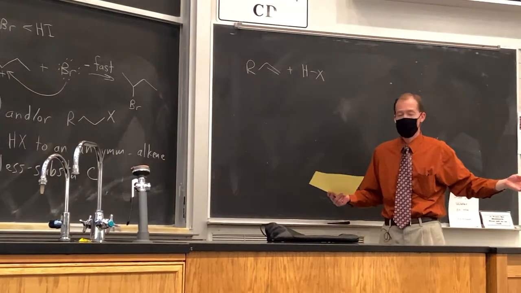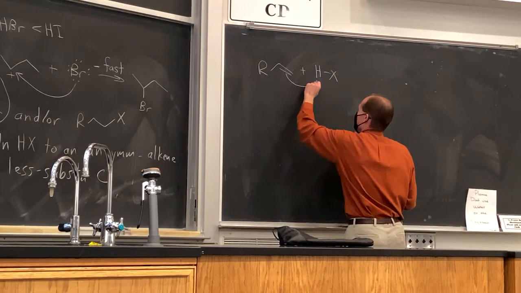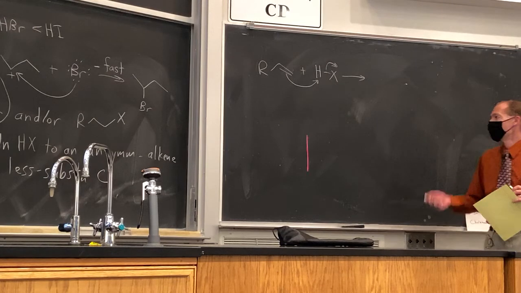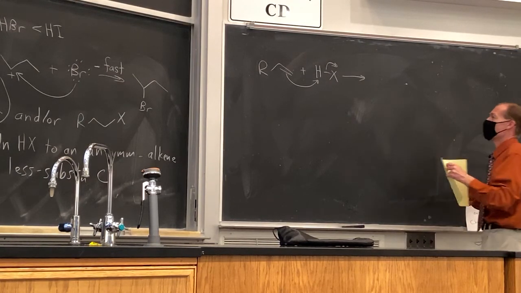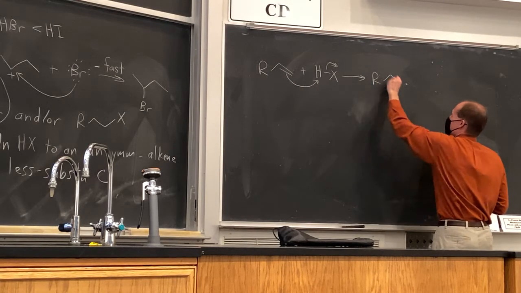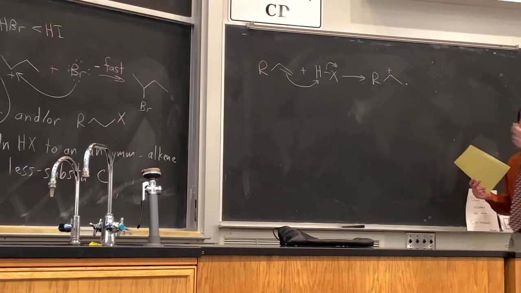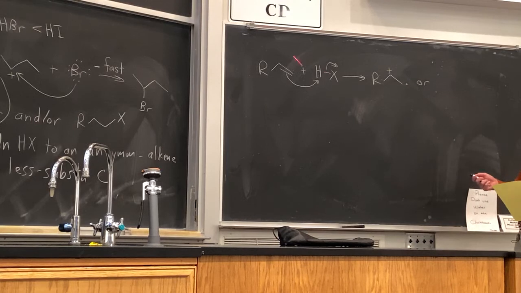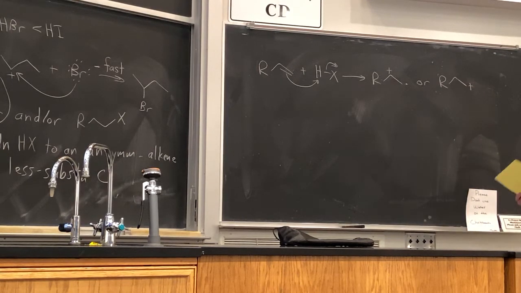in the first step of the hydrohalogenation of our terminal alkene, we're going to protonate the alkene, generating a carbocation. We can have the proton attached to the end of the chain. That would give us a secondary carbocation. Or we could have the proton attach to carbon 2, and that would give us a primary carbocation.